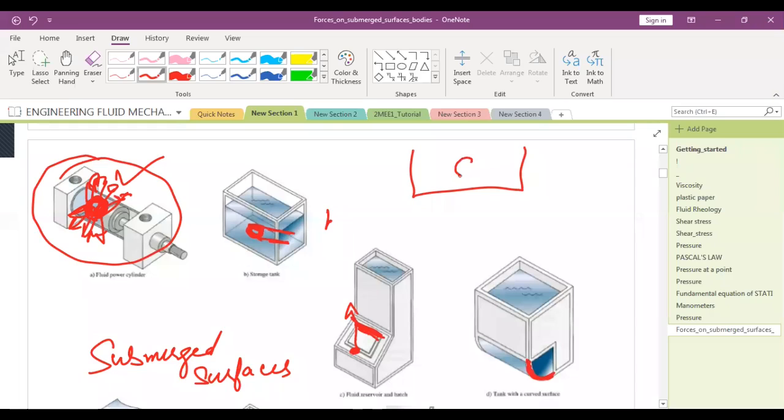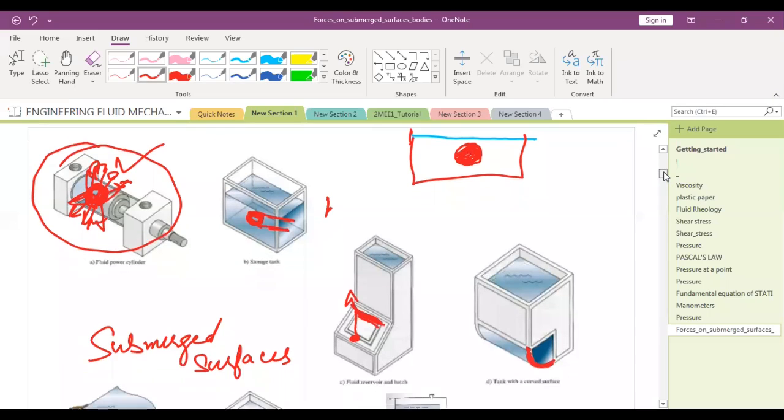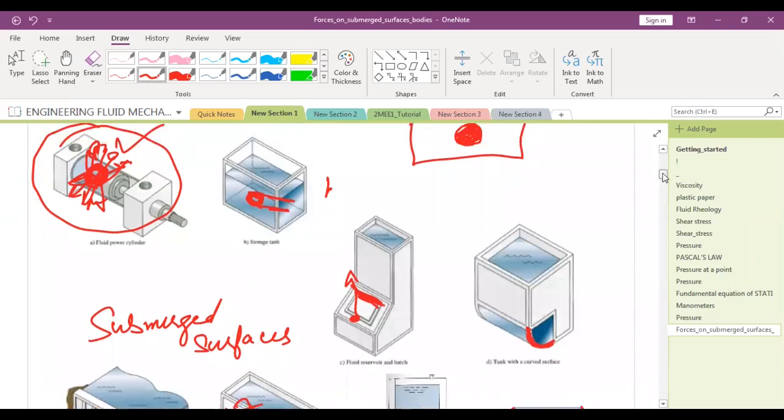So I am drawing the front view. So I have this, say the aquarium, and the fluid is filled up till this. Now let me know, this body is submerged surface or submerged body? Submerged body. Because body is solid, so there is no surface that is exposed to some other fluid. The entire body is exposed to this fluid only.